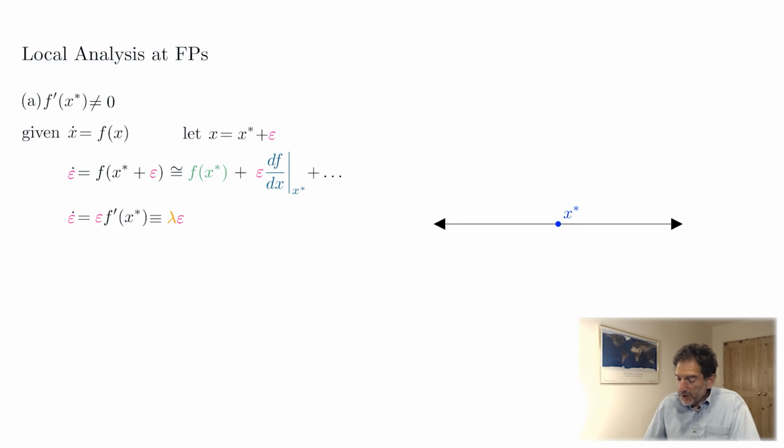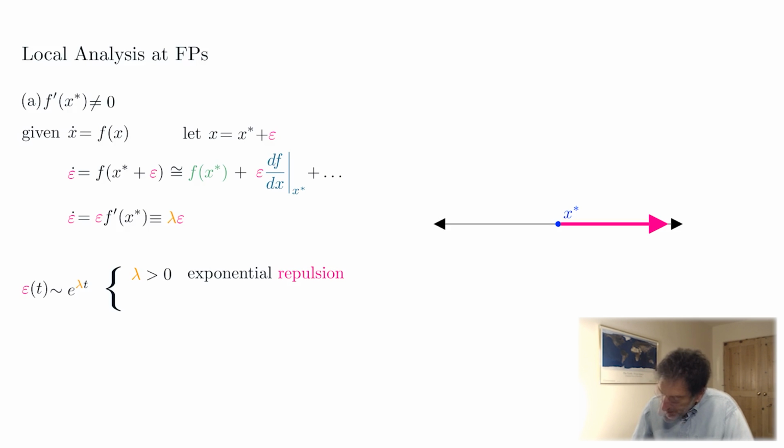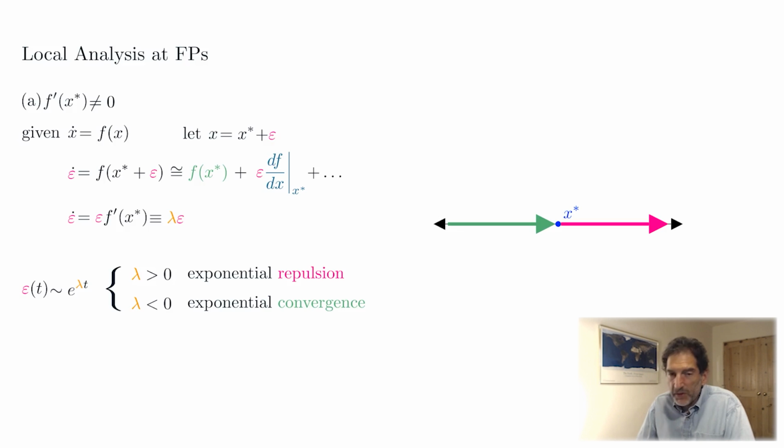But this equation is very simple to solve, and there are two types of solutions that can occur. So epsilon of t, in the long time limit, scales as e to the lambda t. And so there are two basic types of behavior. If lambda is positive, which meant that the function f of x went through the origin with positive slope, we have exponential repulsion from the fixed point. On the other hand, if lambda is less than 0, then we have exponential convergence to the fixed point. And in particular, what exponential convergence means is that the deviation from the fixed point goes like e to the minus lambda t. And what that means in particular is that the fixed point is reached in finite time.